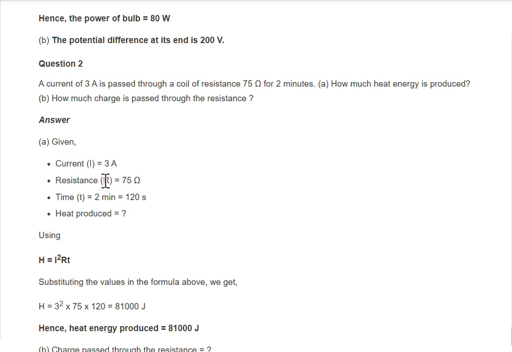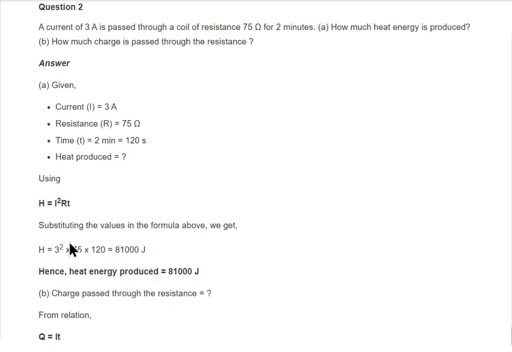So what are the given conditions? We can write them down. Current I is 3 ampere, resistance R is 75 ohm, and time T is 2 minutes, that is 120 seconds. Then heat produced, using the formula H equals I square RT. So 3 square times 75 times 120 is 81,000 joule. That is the heat energy produced.